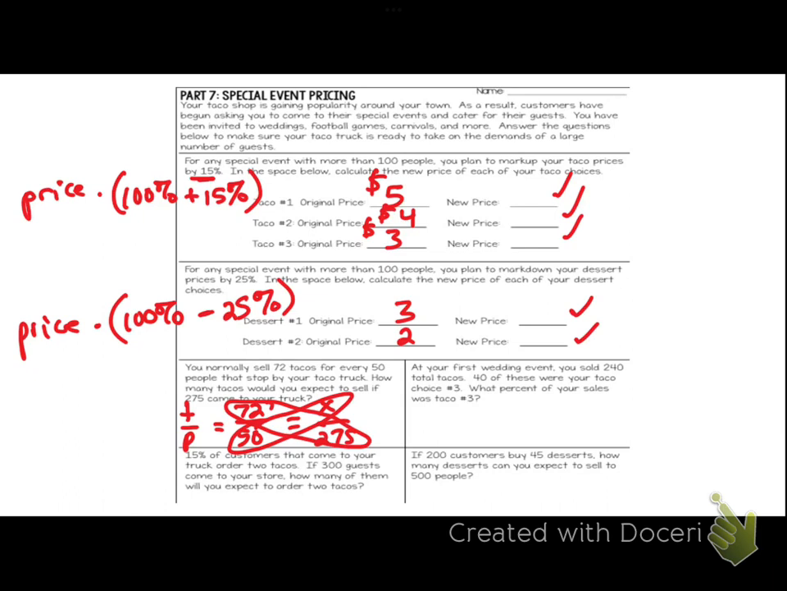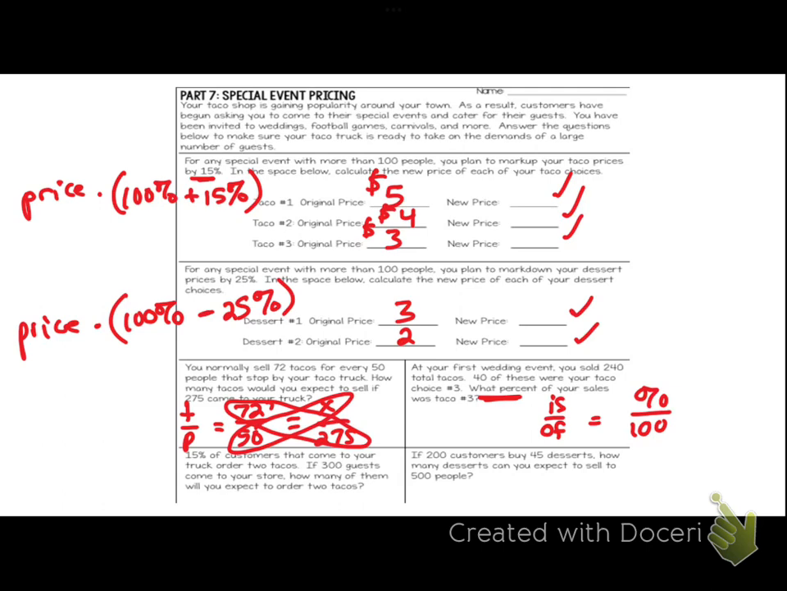For this one here, at your first wedding, you sold 240 total tacos. 40 of these were your taco choice number 3. What percentage of your sales was taco number 3? All right. So we have 240. 40 of these were your choice number 3. So we have to do the is and of. Is over of equals percent over 100. All right, so what percent? We're looking at the percent there. Okay, that should look familiar.